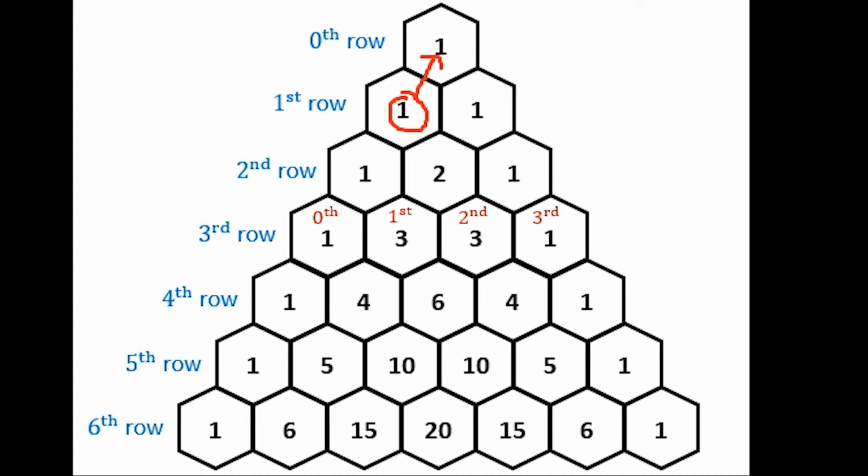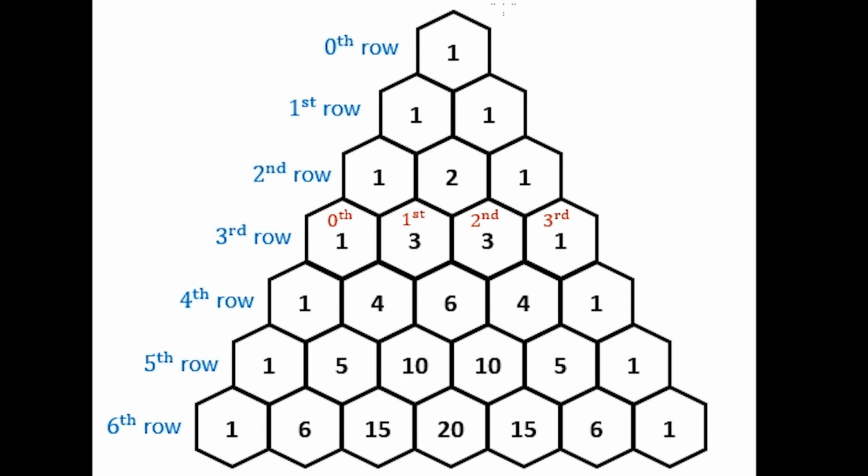Now, if we go down to this 2, moving down to the second row, how do we get the 2? Up and to the left of the 2 is a 1, and up and to the right of the 2 is a 1. So 1 plus 1 is 2. That's how we get this 2 right here. And one more time, if we go down to this 3, up and to the right of the 3 is a 2, and up and to the left of the 3 is a 1. And 2 plus 1 gives us 3. So on and so forth, going all the way down the Pascal's Triangle.